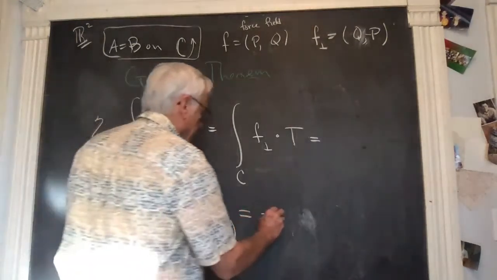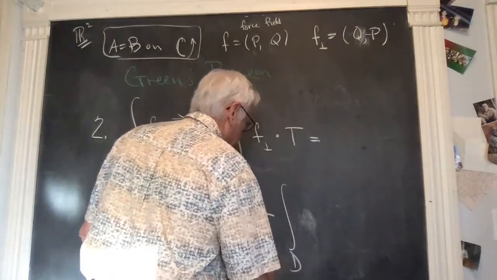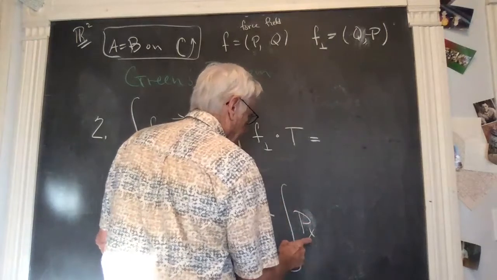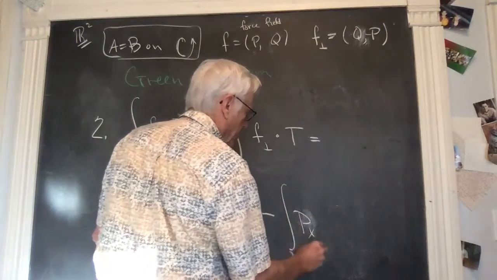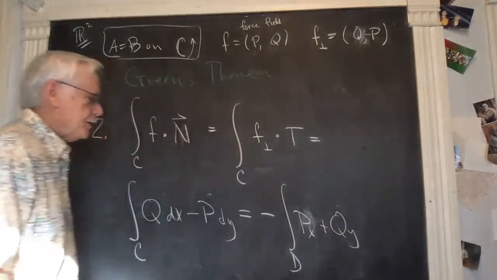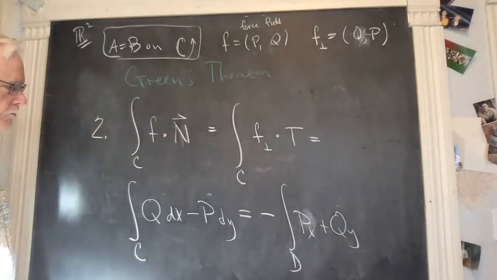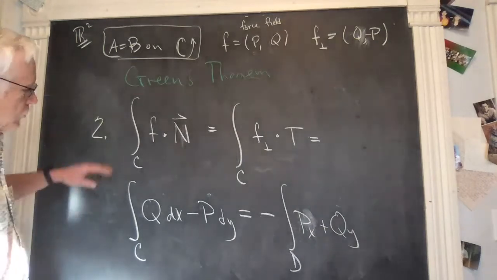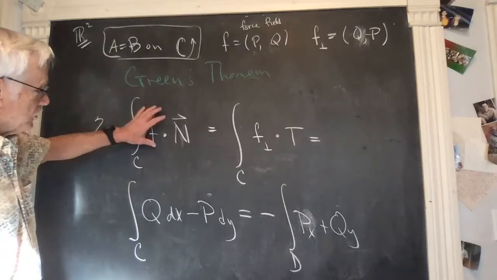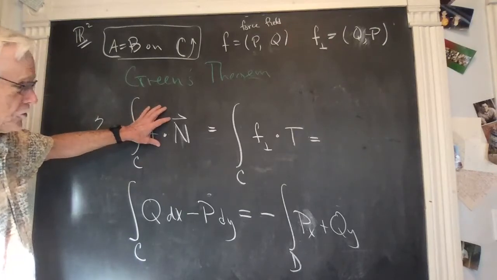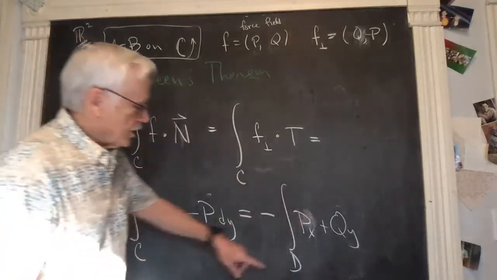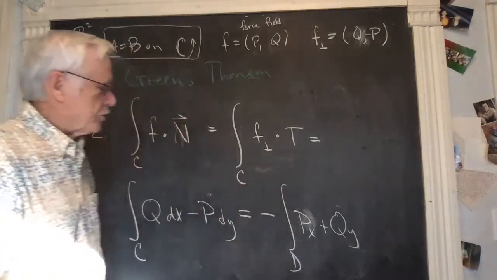And this is equal to the negative of the integral over the region D. So again, a double integral of the partial derivative of p with respect to x plus the partial derivative of q with respect to y. So there's a nice relationship. There's an easy way to convert any of these line integrals around closed curves to an integral over the domain that that curve is encompassing.